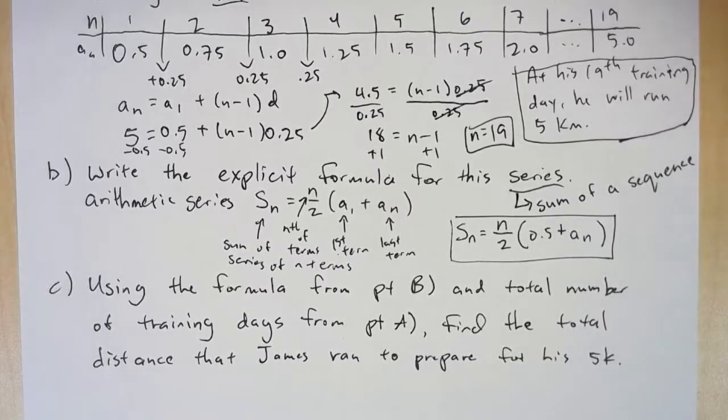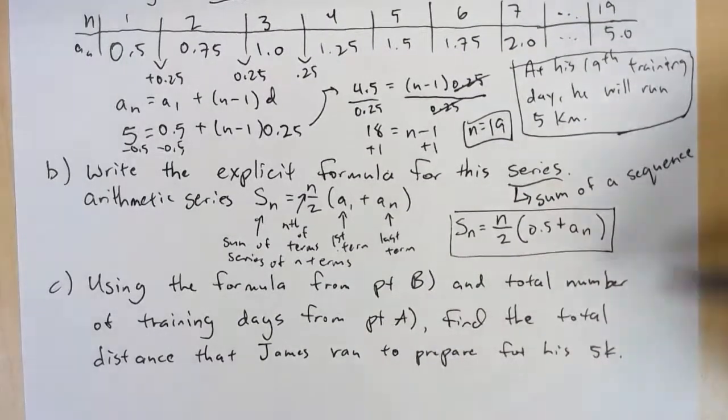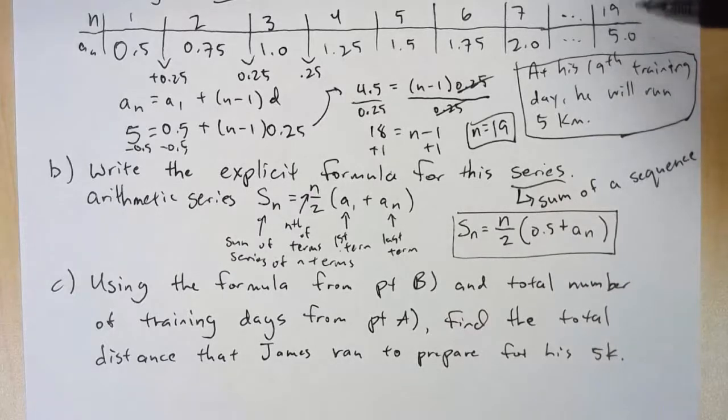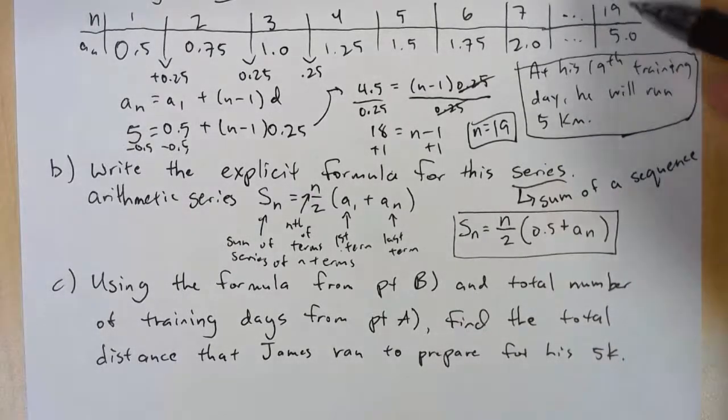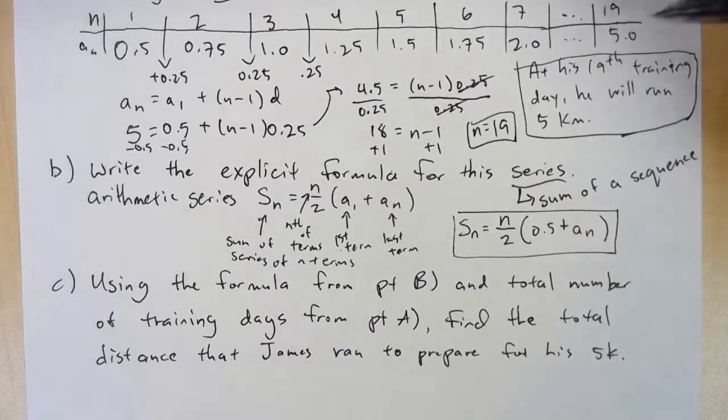But that tedious process, you're bound to make some mistakes in there. So instead, we're going to use our formula. We know that n for this particular one we're looking for is 19, because it's looking for the total distance that he ran to prepare for his 5K. At the 19th training day, he ran 5 kilometers.